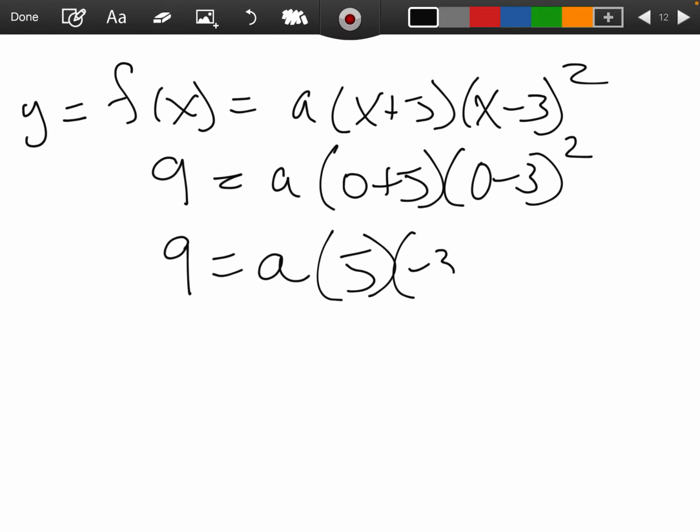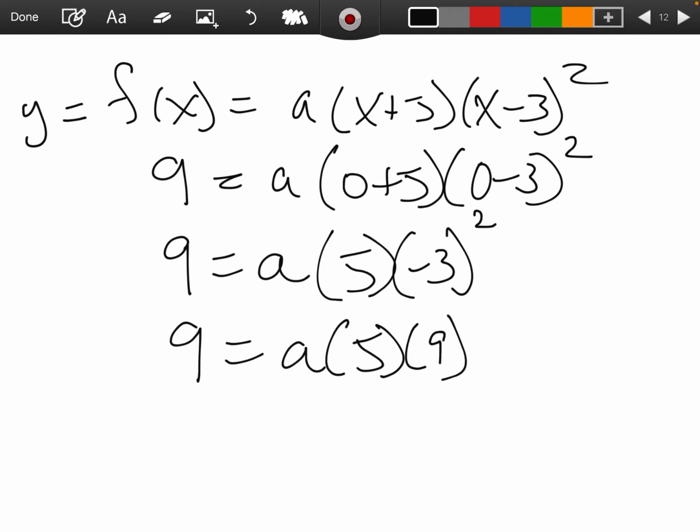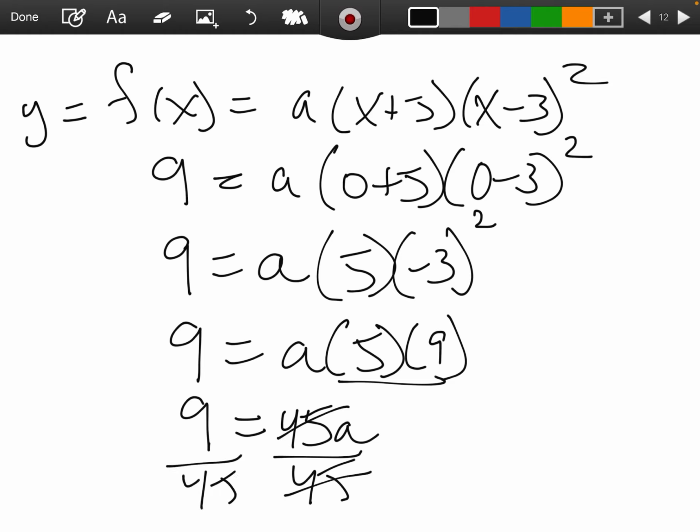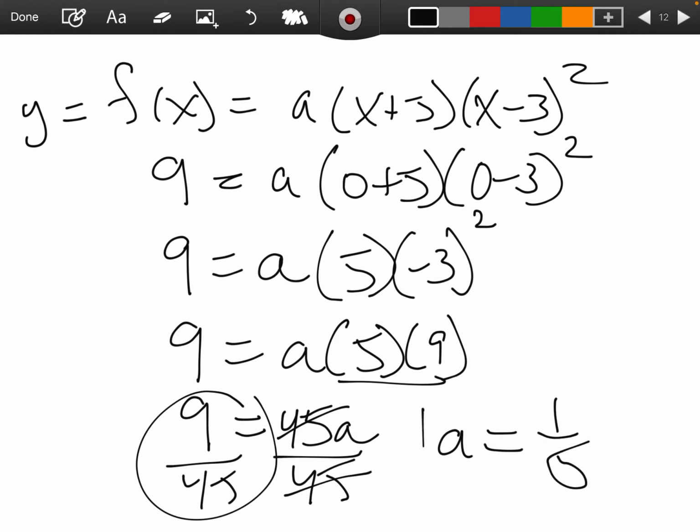Okay, so now we're going to solve for the letter a. So 0 plus 5 is 5. 0 minus 3 is a -3, still being squared. This is a times 5. -3 squared is 9. So 5 times 9 is a 45 with an a. So when we divide both sides by 45, we're going to get a, we can reduce this to 1 over 5.